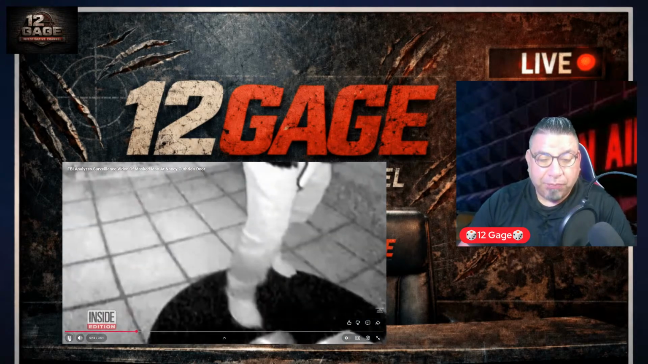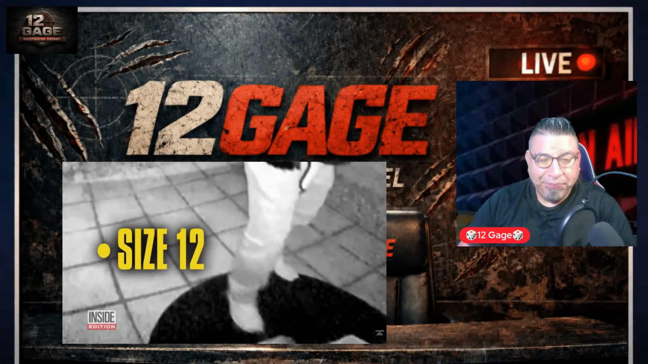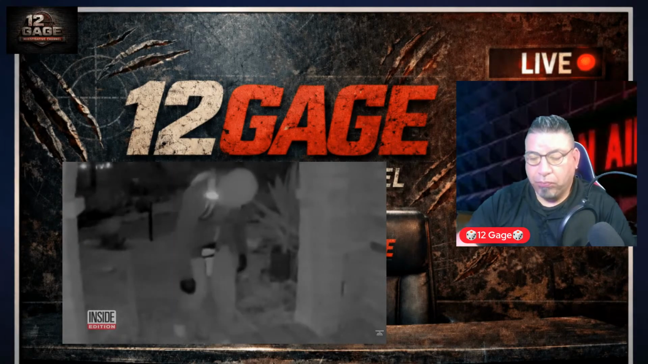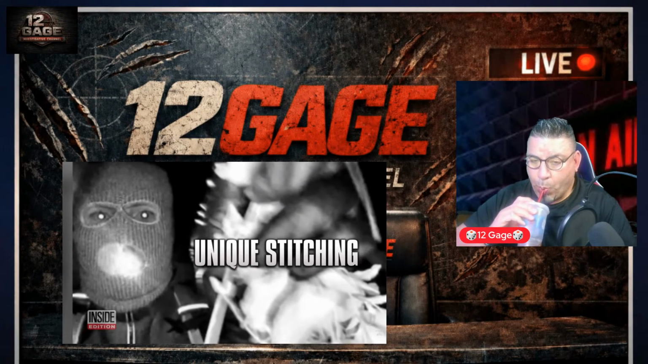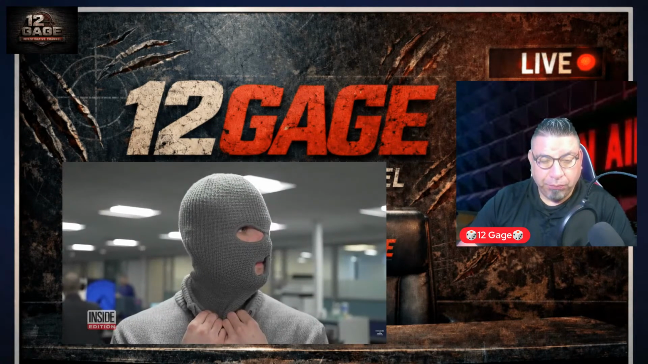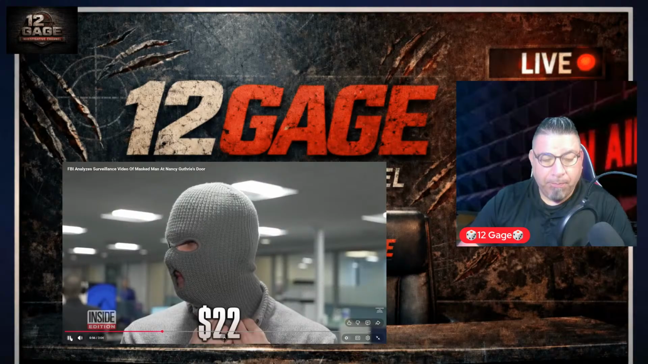His shoes appear large, possibly a size 12, based on the size of the tiles. His clothes are also producing intriguing clues. That ski mask has unique stitching. Notice the seams around the eyes and mouth. It's just like this mask, which can be bought for $22.